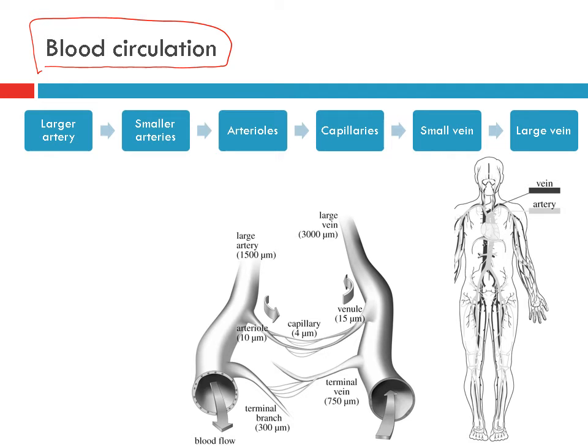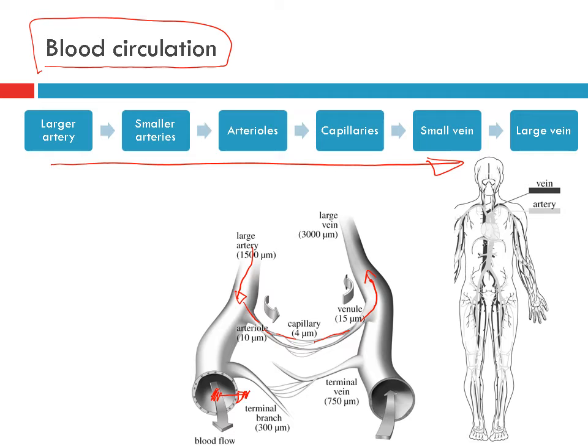So in blood circulation, blood goes from larger artery to the smaller arteries and to the arterioles, back to capillaries, and then small veins to large veins. Okay, so this is the sequence that things happen. So the interesting part is where does most of the heat transfer take place between the blood and the tissue? Where does the heat transfer take place?